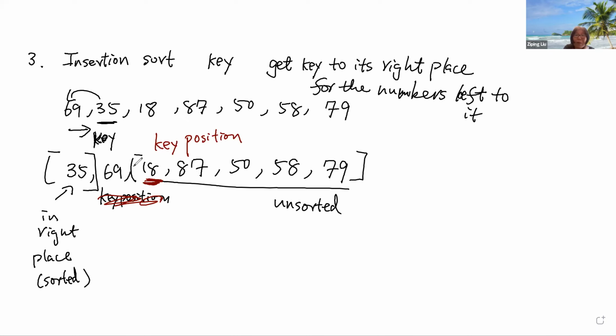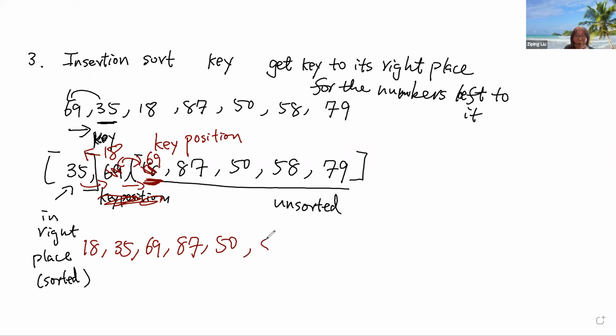Then you compare one by one. Is it in the right place? No, so you shift. 18 is going to be here, and 69 is going to be here. Then you compare again, and you still need to shift. After this shift, you have 18, 35, 69, 87, 50, 58, 79.